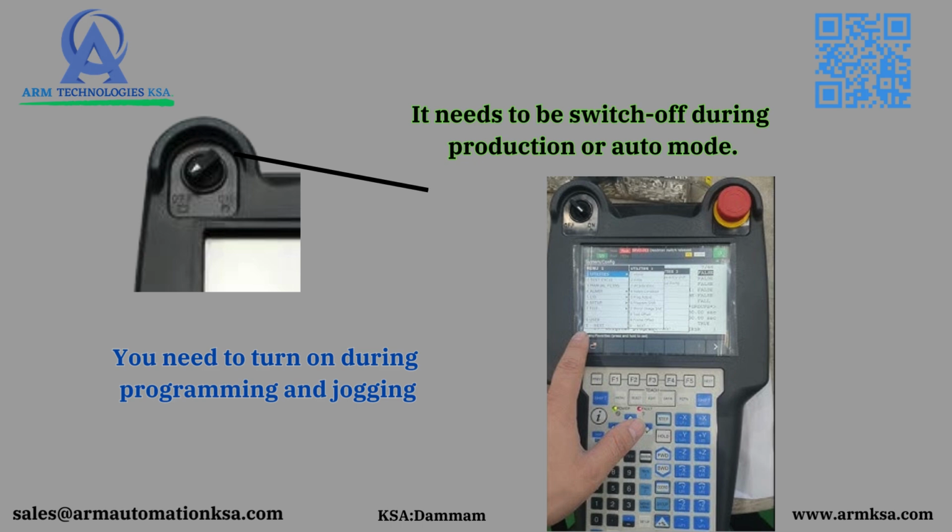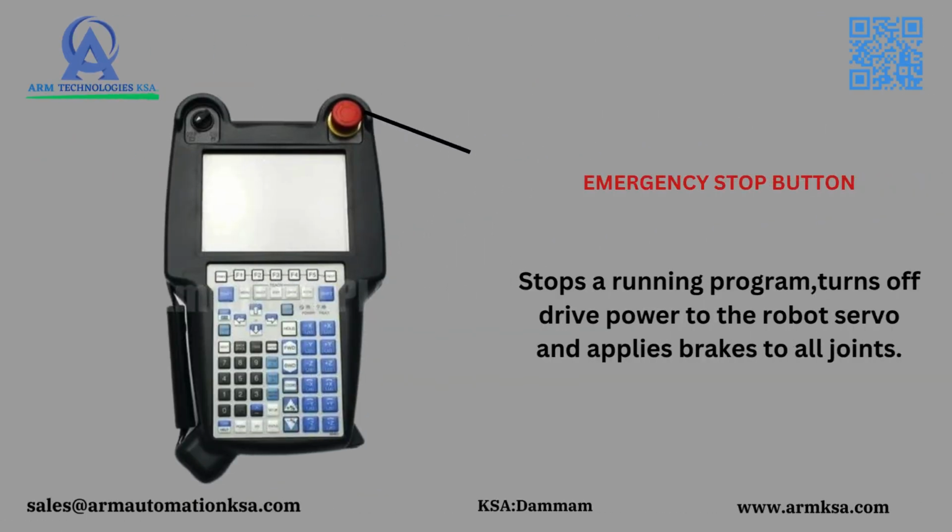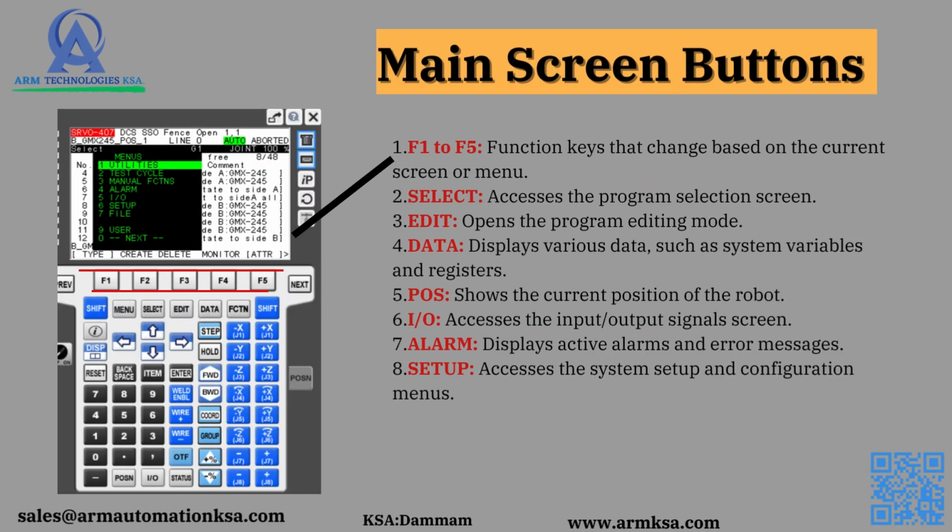It needs to be switched off during production or auto mode, and during programming and jogging you need to turn it on. Emergency stop button: stops a running program, turns off drive power to the robot servo, and applies brakes to all joints. Here come the main screen buttons.